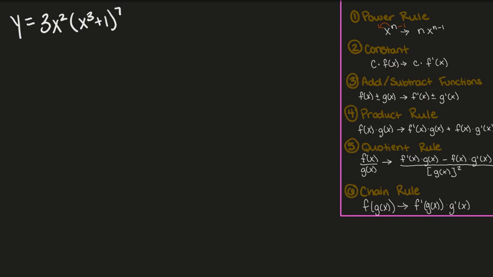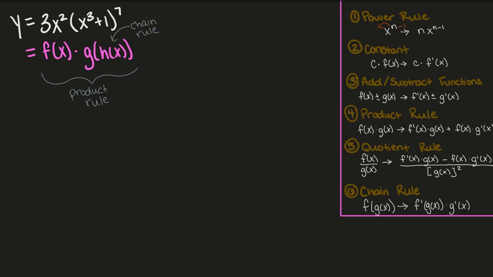Next we have y equals 3x squared times x to the third plus 1 raised to the 7th power. So here there's definitely a few different rules that we're going to use. First of all, we've got the chain rule with this x to the third plus 1 all raised to the 7th power, and we have the product rule because we have 3x squared times this other term. So this actually looks something like f of x times g of h of x. So here we're going to use the product rule, and then over here we're going to use the chain rule.